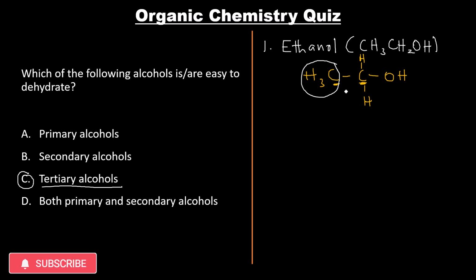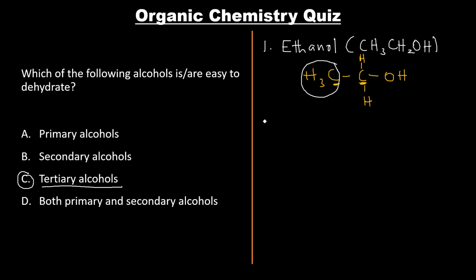But interestingly, this primary carbocation is very unstable because of the lack of electron donating groups like alkyl groups. This alkyl group acts as electron donating groups. So the lack of enough electron donating groups makes the carbocation that will be formed less stable. And the instability makes the alcohol the hardest to dehydrate. So it makes this primary alcohol, which is ethanol, the hardest to dehydrate.